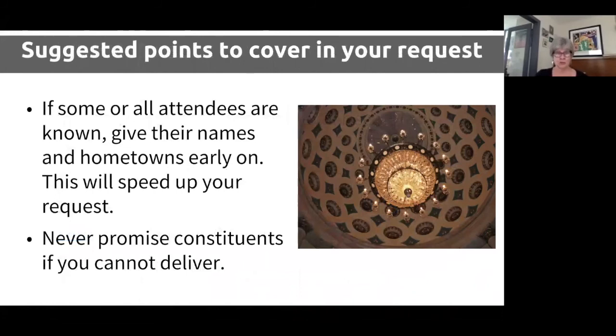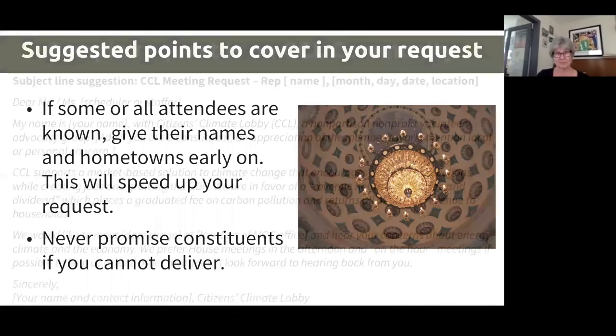But a golden rule is never to promise a constituent unless you're sure a constituent can attend. In fact, for face-to-face meetings, you pretty much have to have a constituent attending. If you don't have a constituent or you're pretty sure you're not going to have a constituent, I would not even consider a face-to-face and instead request a staff level meeting.